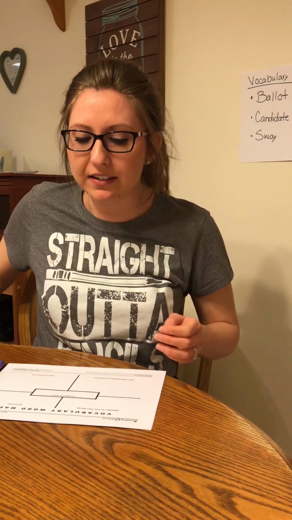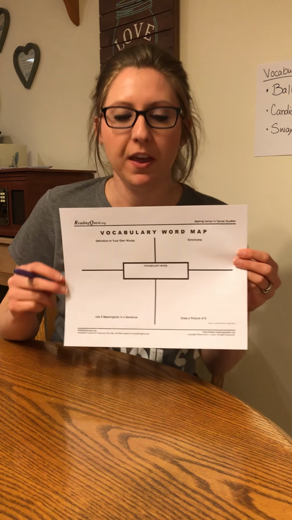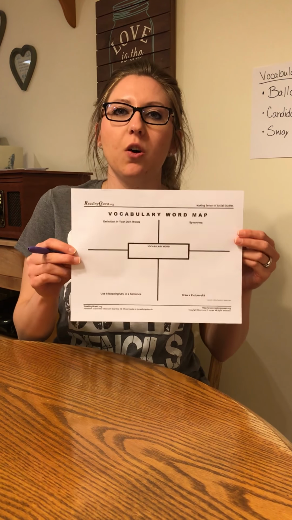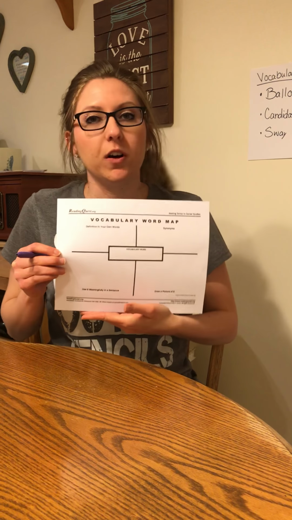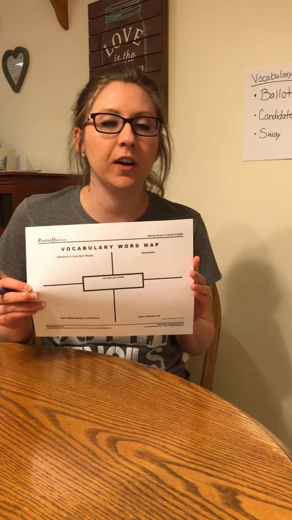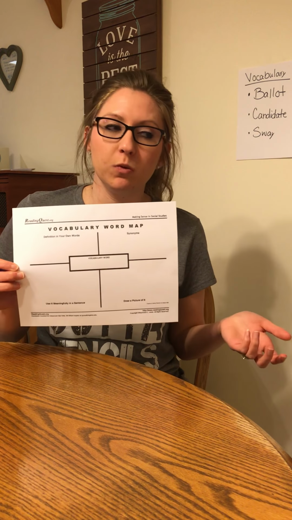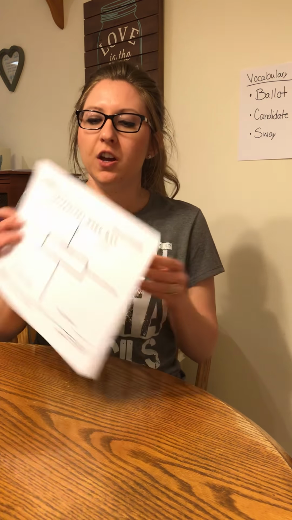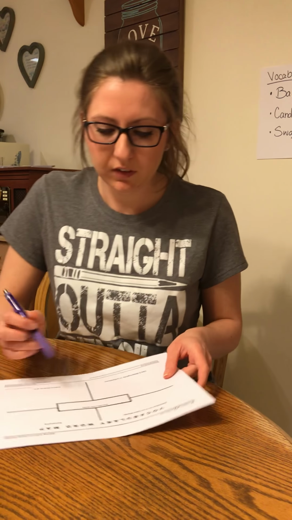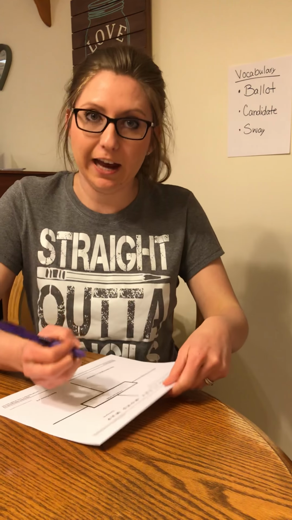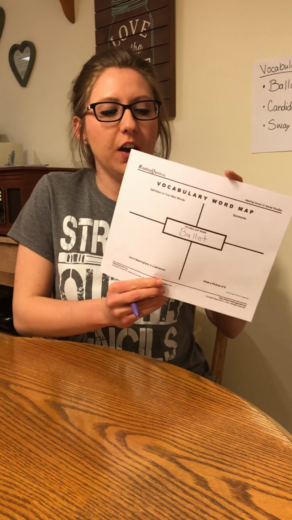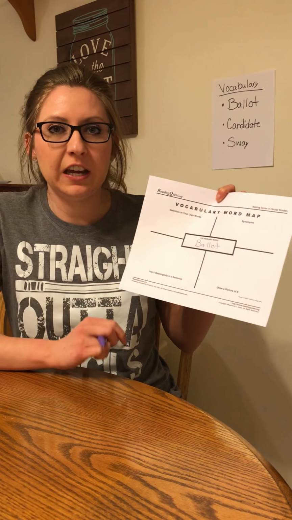So I've already passed out 3 vocabulary word maps to everybody, and we're going to fill this out together. So on one of the word maps, we're going to talk about the word ballot. On the next word map, we're going to talk about the word candidate, and then on our third one, we're going to talk about the word sway. So right here in this box, it says vocabulary word. So I'm just going to put the actual word. I'm going to put ballot, B-A-L-L-O-T. Ballot.